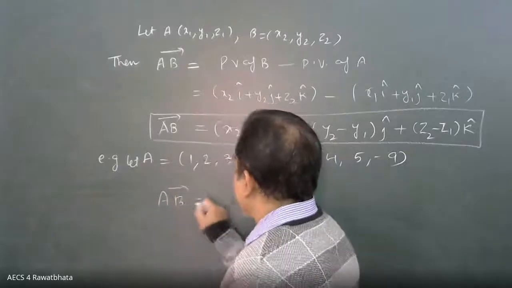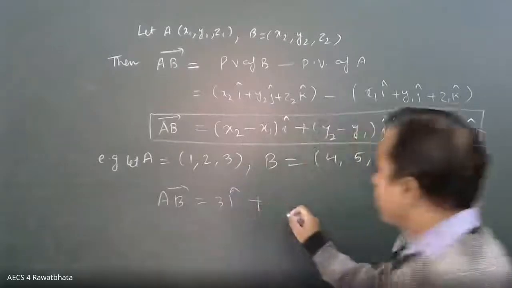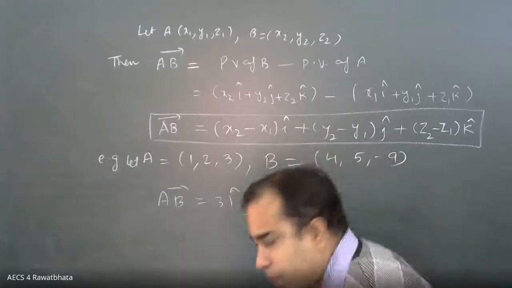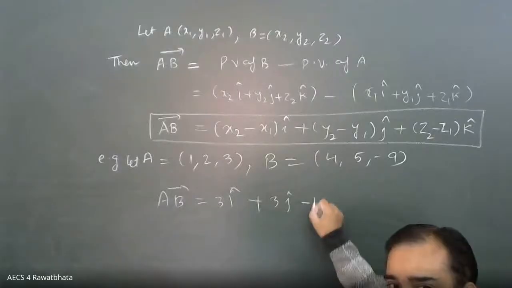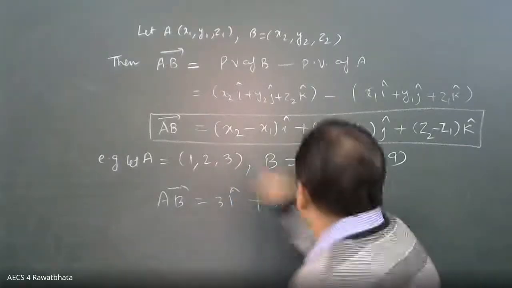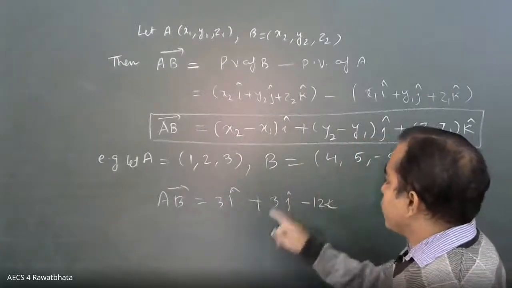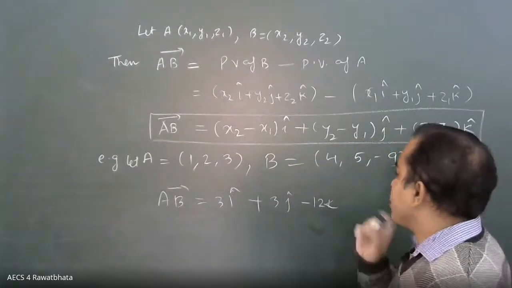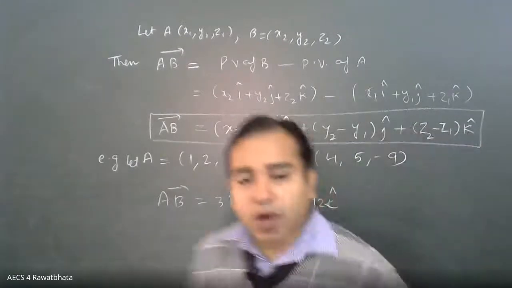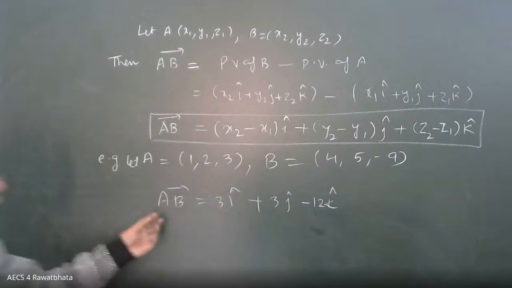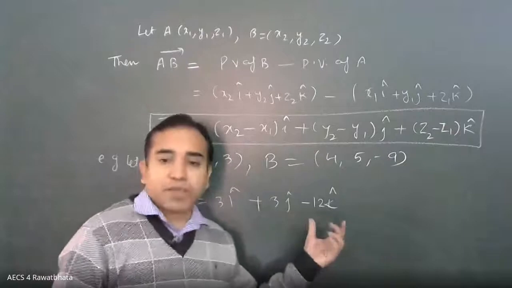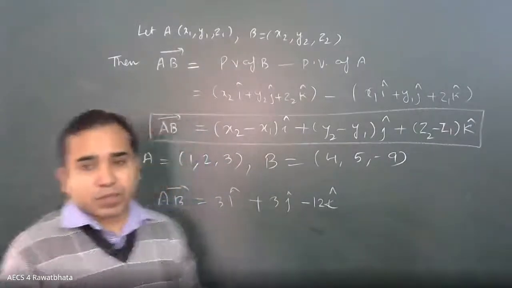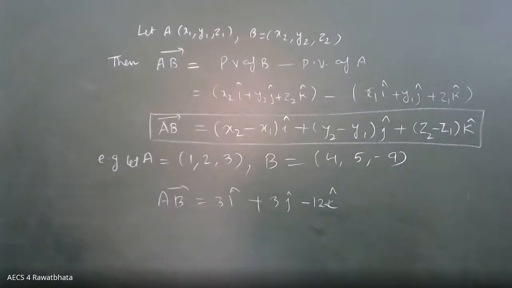What did you say? 3i cap plus 3j cap and minus 12k cap. 4 minus 1 is 3, 5 minus 2 is 3, minus 9 minus 3 is minus 12 k cap. Absolutely. This is the way how we can write AB vector. Its modulus can also be found, by root of 3 square plus 3 square plus minus 12 whole square. This is a simple thing. This thing is getting completed.